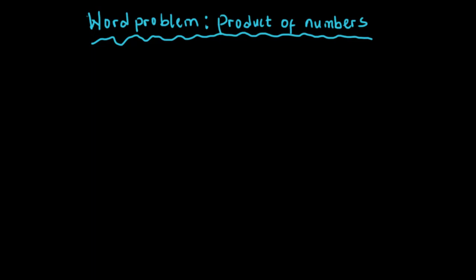In this video, we are going to be looking at word problems. Specifically, we'll be looking at product of numbers. Now, the first thing I want you to understand is that product and "of" mean multiply.